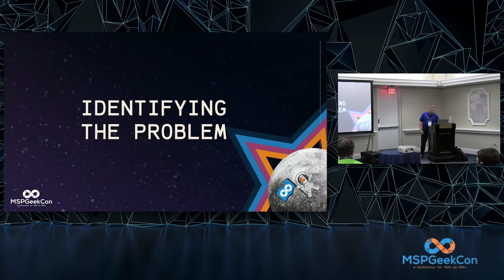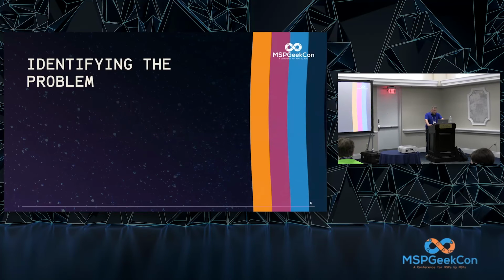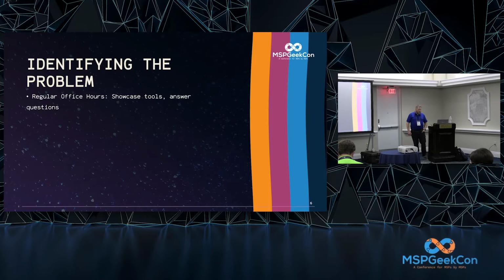So the first thing I need to do is identify the problem. And there's several ways to identify a problem. I like to host regular office hours. This is something I've started recently. It's a great way for your coworkers to communicate with you directly. I like to showcase some automation, and you pretty much keep it open. I'll answer any question that comes to me through these office hours.